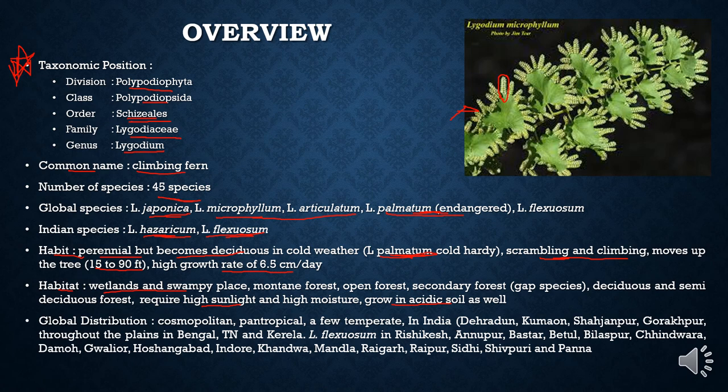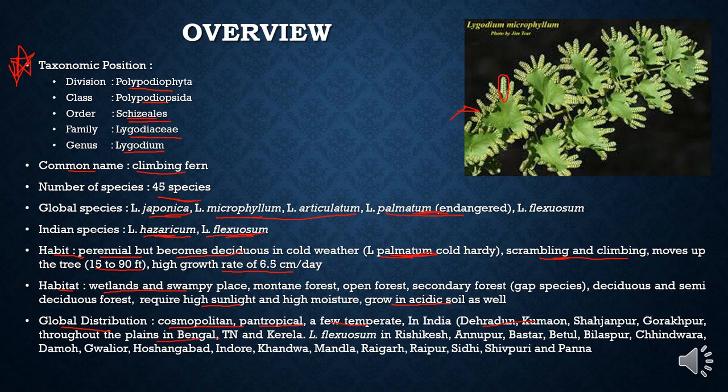For this reason, though the Lygodium is growing in acidic condition, those Lygodium that grow in acidic condition have a much stunted growth due to acidic condition. And global distribution is that it is found cosmopolitan, pan-tropical, found in the tropical region, but few temperate regions also. And in India, it is found both in tropical as well as in very alpine condition.